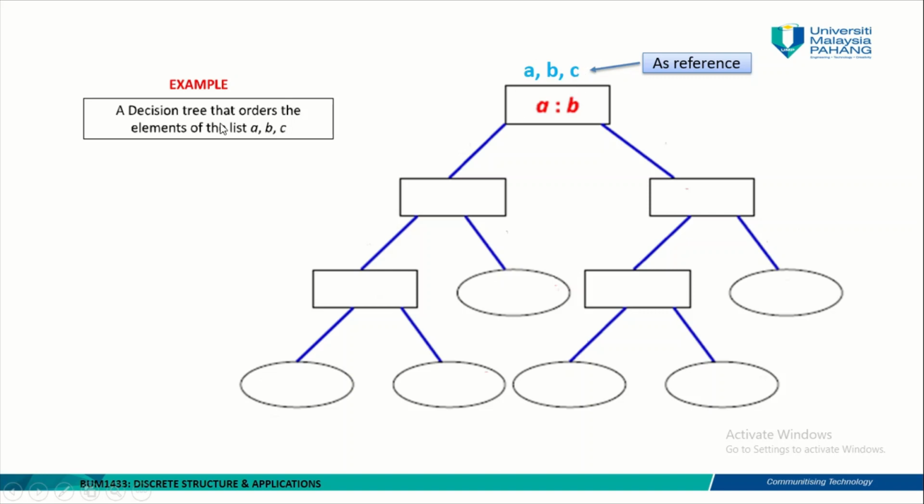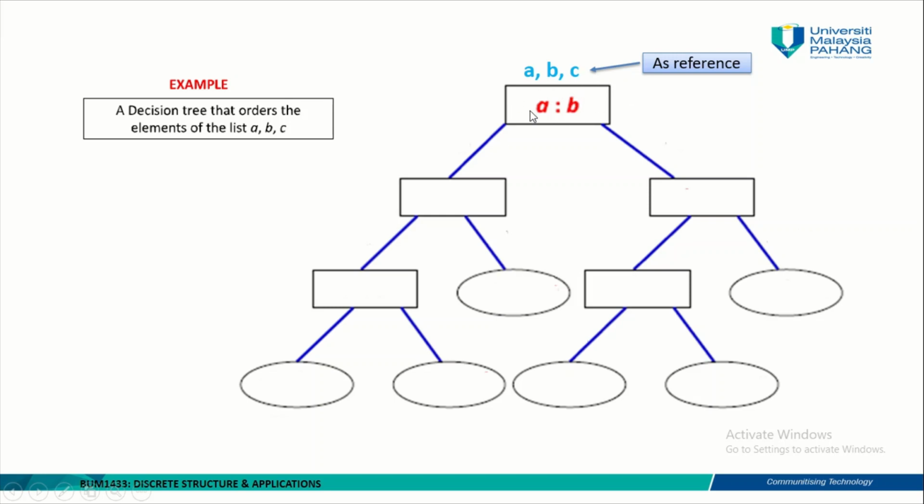We know that we have the list of elements A, B, C. This is just a reference. So if you are already an expert at drawing your own tree, you do not need to write down the list above your tree.